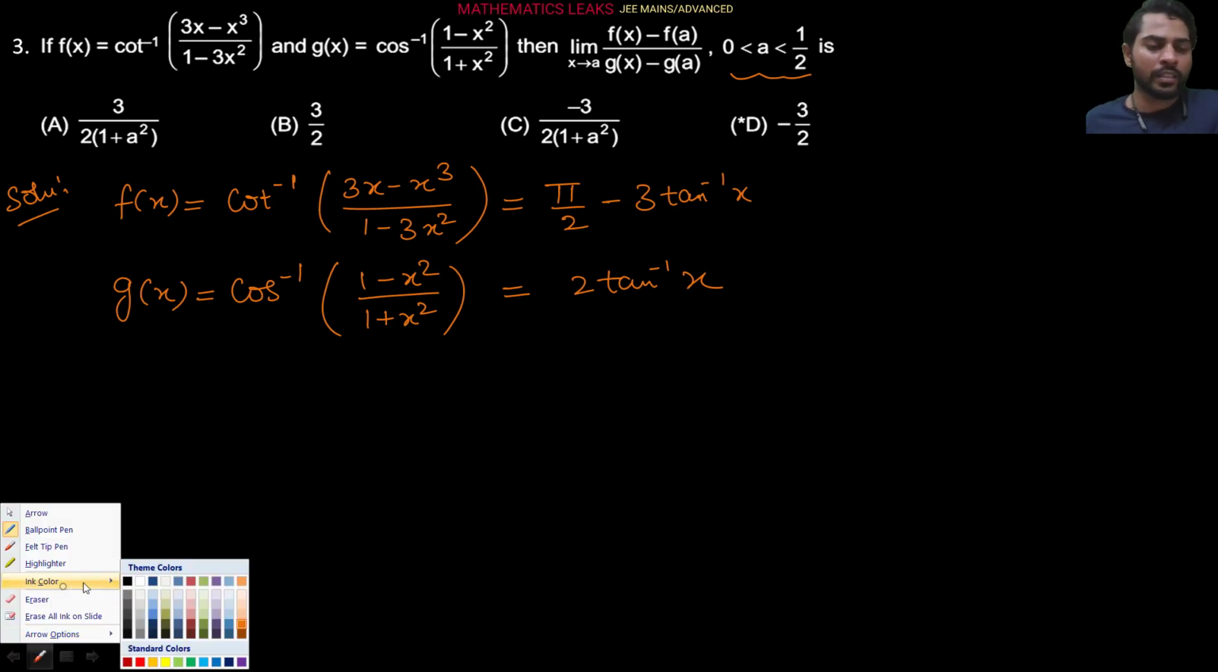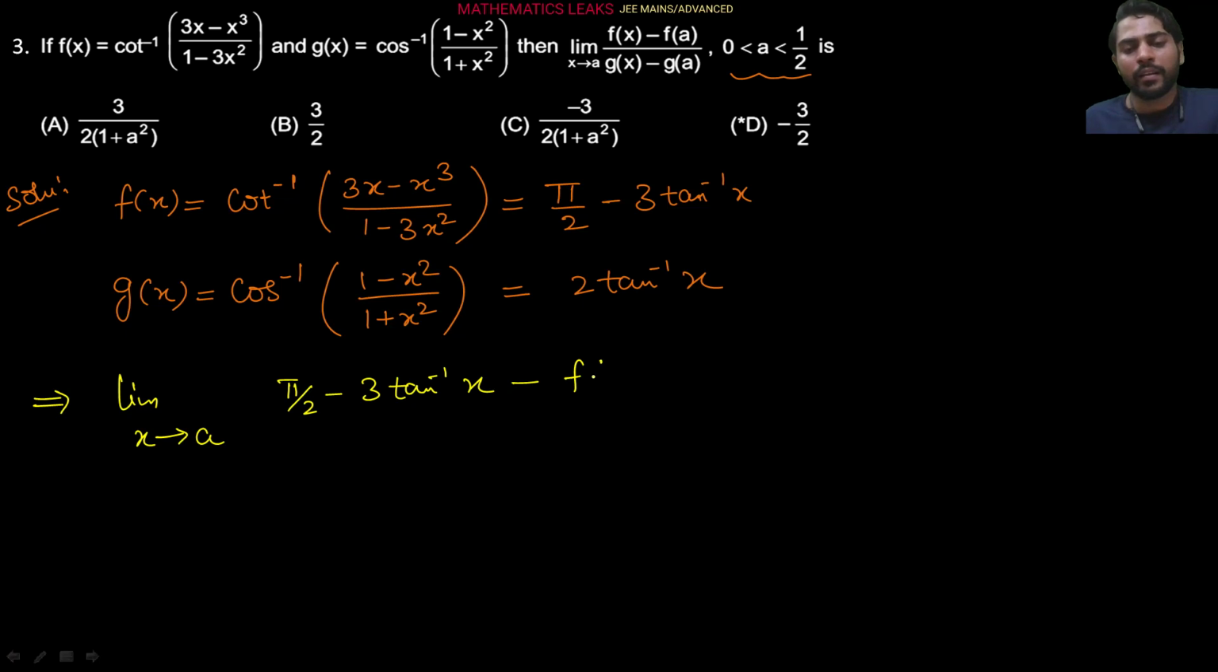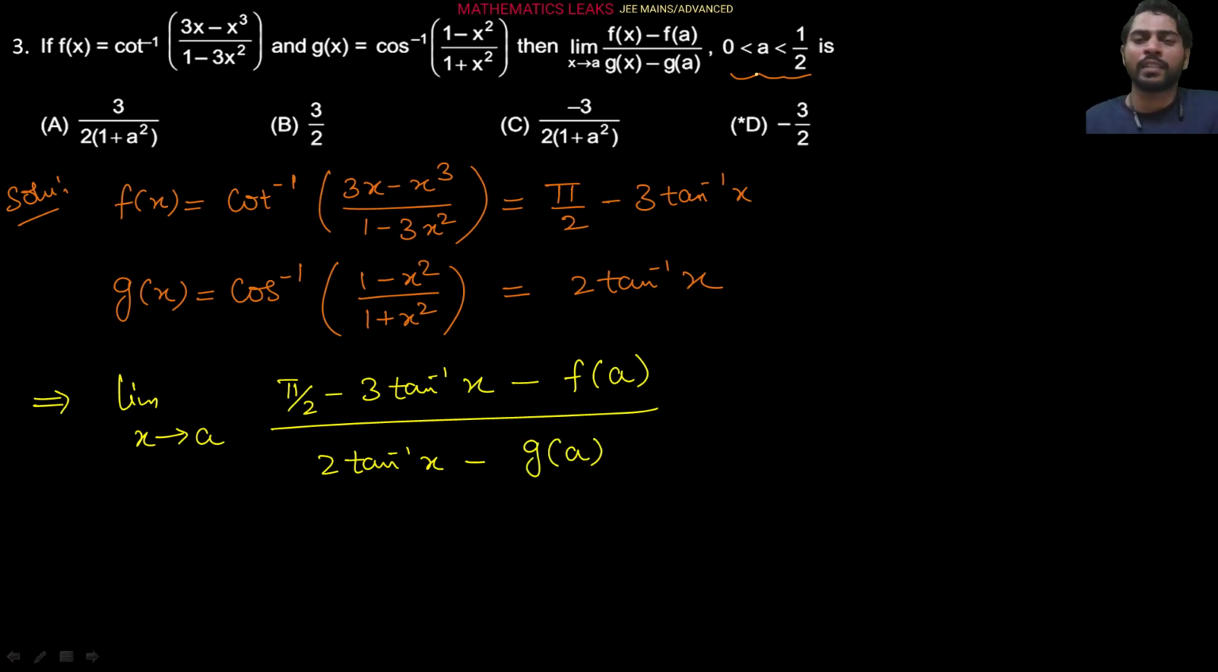So just focus on this. This limit becomes limit x tends to a of f(x) minus f(a), where f(x) is pi by 2 minus 3 tan inverse x, minus f(a), upon g(x) minus g(a). So g(x) is 2 tan inverse of x minus g(a). g(a) is just a constant only, since a is in this interval. So g(a) will be some constant only, correct? That only I am mentioning here.